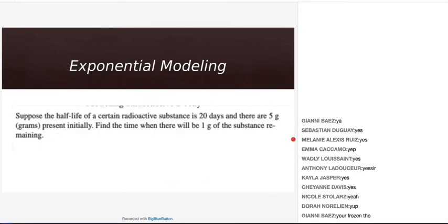Okay, so the half-life of a radioactive substance is 20 days, and there are 5 grams present initially. Find the time when there will be 1 gram of the substance. That's a little bit tricky. I'll be back in a second.